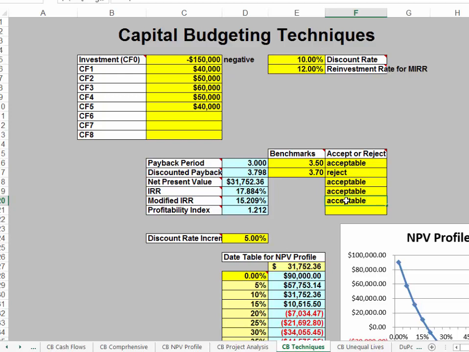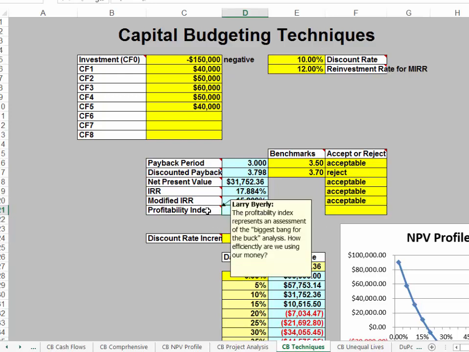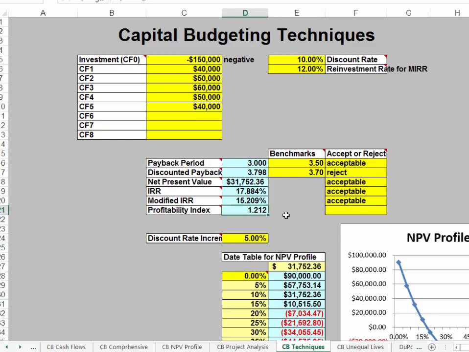Likewise, the final thing is the profitability index. It gives us a cost-benefit kind of analysis. It's the benefit of the project divided by the cost of the project. It helps us know how efficiently we're using our money. Since it's greater than 1, again, it is an acceptable project. So with the exception of the discounted payback period, this project appears to be acceptable across the board.